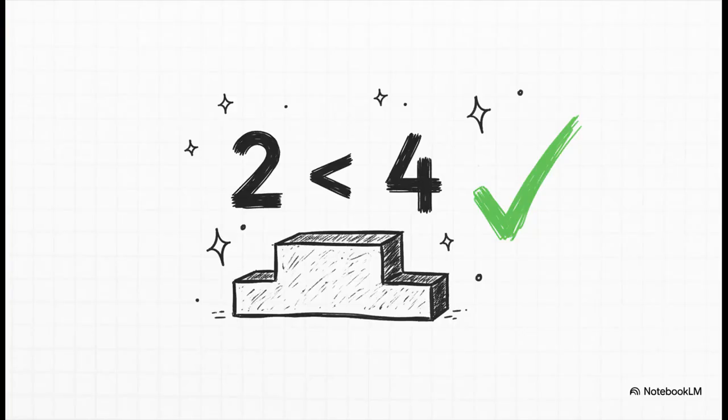So, to figure out the rules, let's start with something we absolutely know is true. Ready? 2 is less than 4. We all agree on that, right? Of course, it's a simple, true fact. We're going to use this little fact to test out some ideas and discover our first rule.